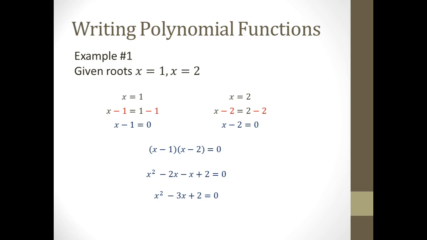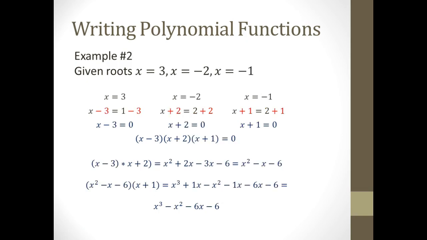Let's go to our next example. This time I have 3 roots. I'm going to work backwards on each of my roots, and you can see my work there. For my root 3, I subtracted 3 from both sides and found a factor of x minus 3. For my root of negative 2, I added 2 to both sides and got a factor of x plus 2. And finally, for my root of negative 1, I added 1 to both sides. Oops, I got a typo there. That should be a negative 1 there, not a 2.